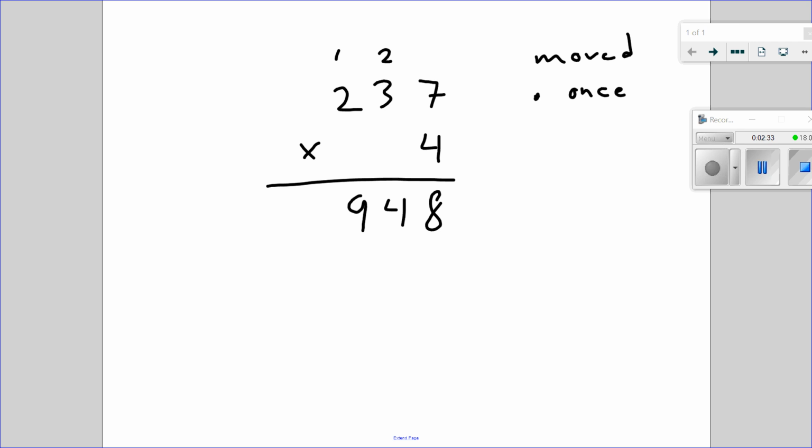Well, I now know that 237 times 4 is 948. If I put that decimal back in, if I move it back in that one place, then I just have to do the exact same thing with my answer. I move it once. I move the decimal once to get it out. I move it once to put it back in when I'm finished. 23 and 7/10 times 4 is 94 and 8/10.